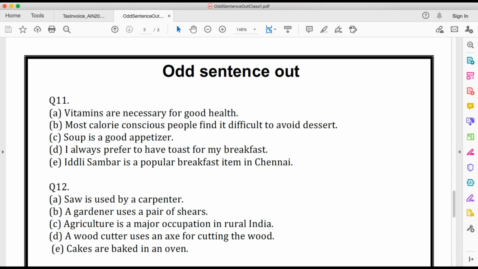This should have been a slightly confusing one, but I see that majority of you are getting the correct answer. Correct answer is option number A. Option number A is the correct answer. And what is the reason? A is talking about vitamins, and every other sentence is talking about food items. Dessert, food item. Soup, food item. Toast, food item. Idli sambar, food item. A is talking about vitamins. That's the difference. All of you get it now? My correct answer is option number A. Shoot your answer for question number 12.